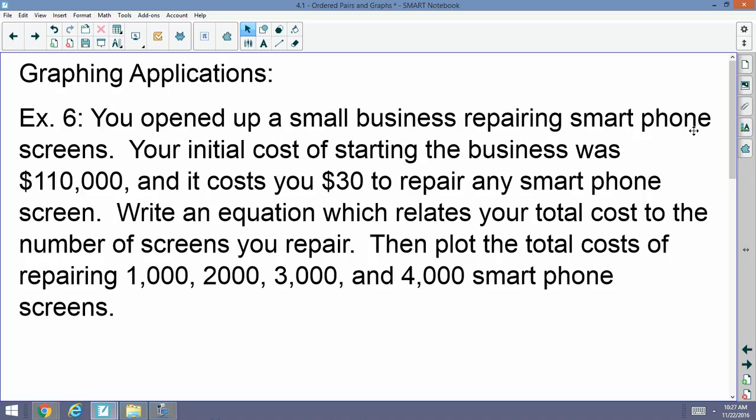Today we're just wrapping up 4.1, and we're just talking about ordered pairs and graphs. We talked about what ordered pairs were. They're the x comma y coordinate. It's a point on a graph. We talked about the coordinate plane, which is also known as the Cartesian plane. We talked about the x and y axis. We talked about plotting points, reading ordered pairs as well.